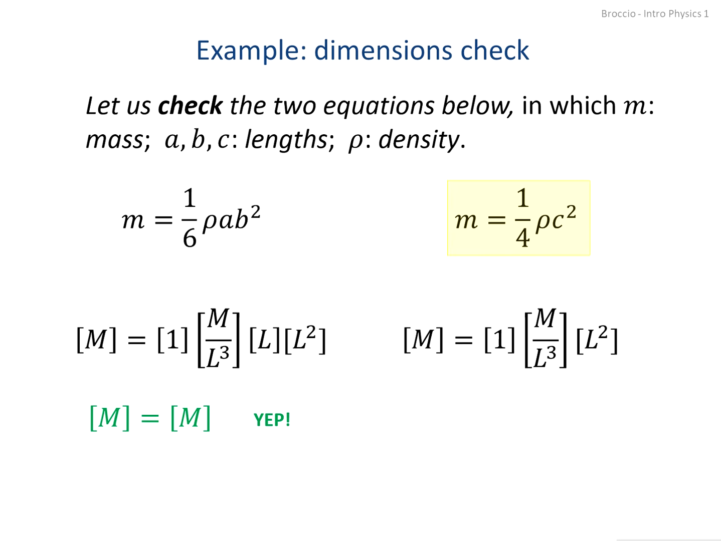Now let's look at the right equation. 1/4 rho C squared must be a mass for that equation to be meaningful. So if we do the algebra here, we see that L cubed and L squared do not cancel. Instead we get uppercase M equals uppercase M over L. That doesn't make any sense, like apples and oranges. So we're going to cross this out as meaningless because the equation didn't pass the dimension check.